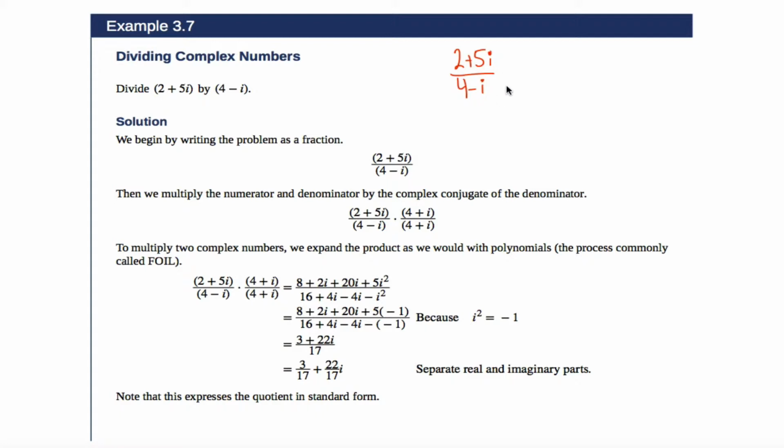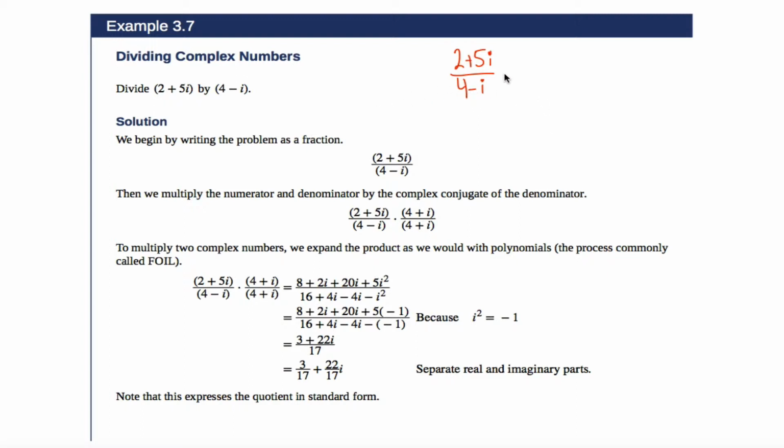I can multiply the top and the bottom by a number if I felt like it. If I felt like multiplying the top and the bottom by 7, I should feel free. That will not change the value of this fraction. But I don't want to multiply the top and the bottom by 7 because that's not going to help at all. In fact, there's infinitely many things that I can multiply the top and the bottom by to help get rid of the i on the bottom. But the one that I'm going to choose is the complex conjugate.